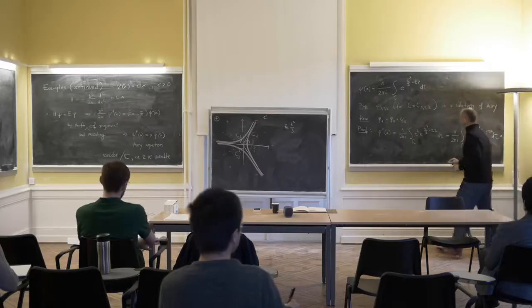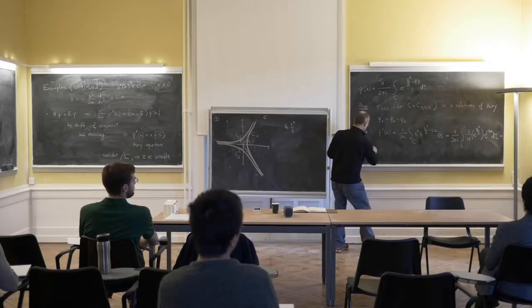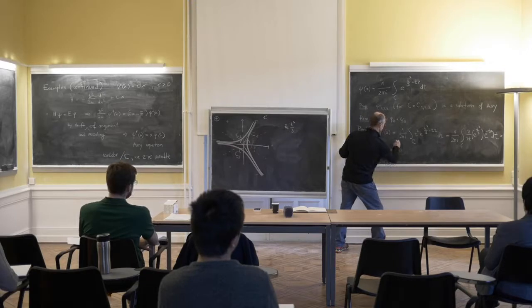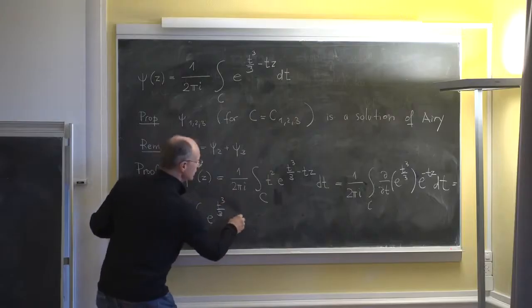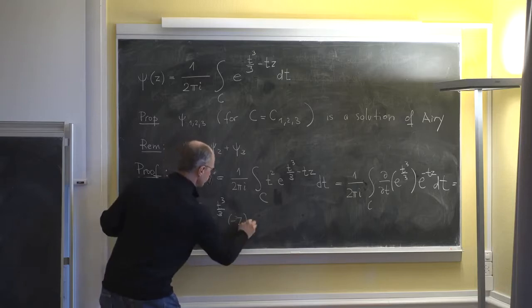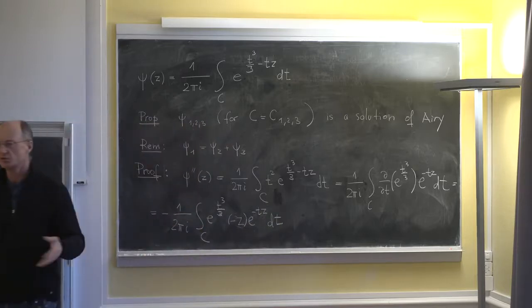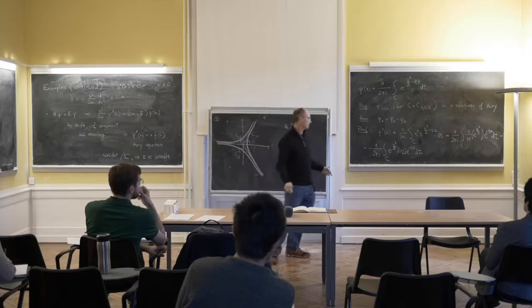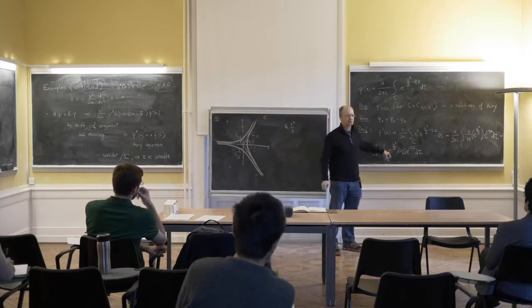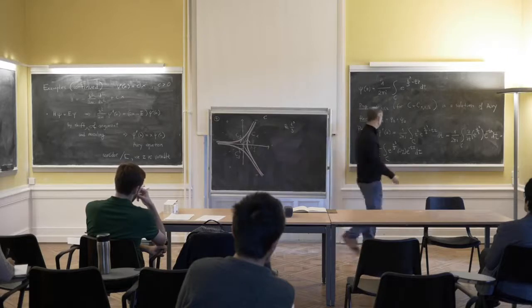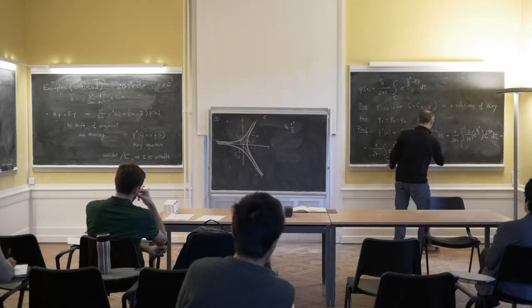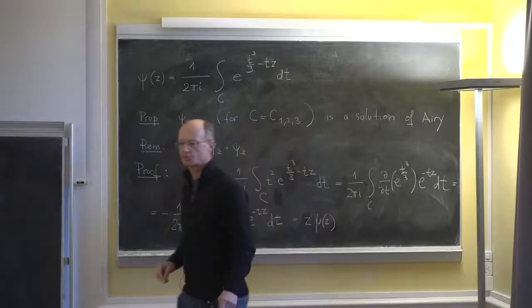Well, so after integration by parts, we get minus 1 over 2 pi I integral over c exponential t cubed over 3, and here will be minus z exponential minus tz dt. Of course, again, one should convince oneself that the integration by parts works, but this guy falls so fast, it's no problem. So, and this is equal to z times psi of z.